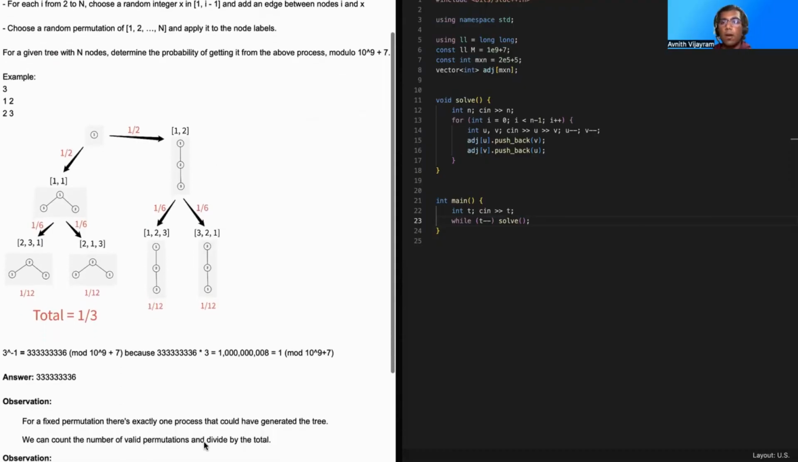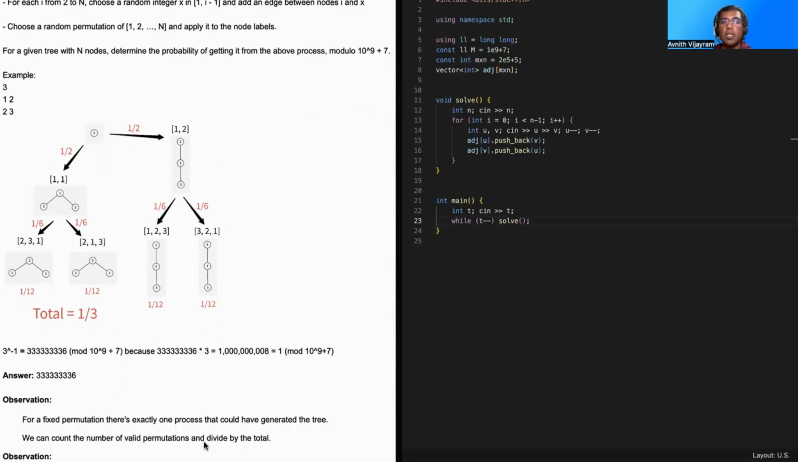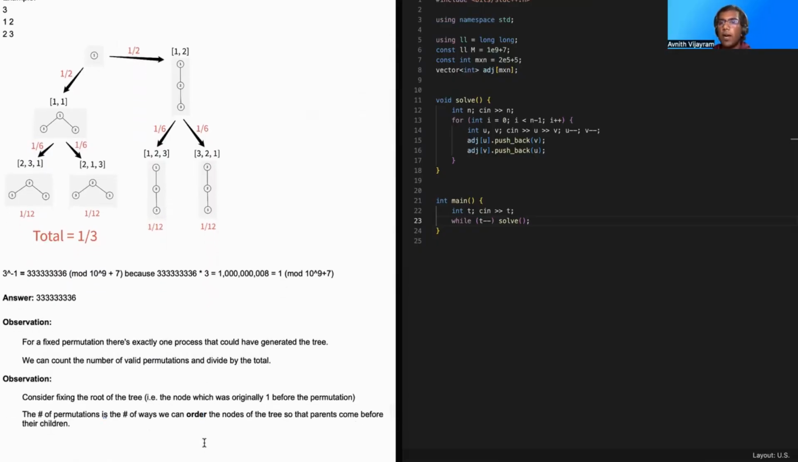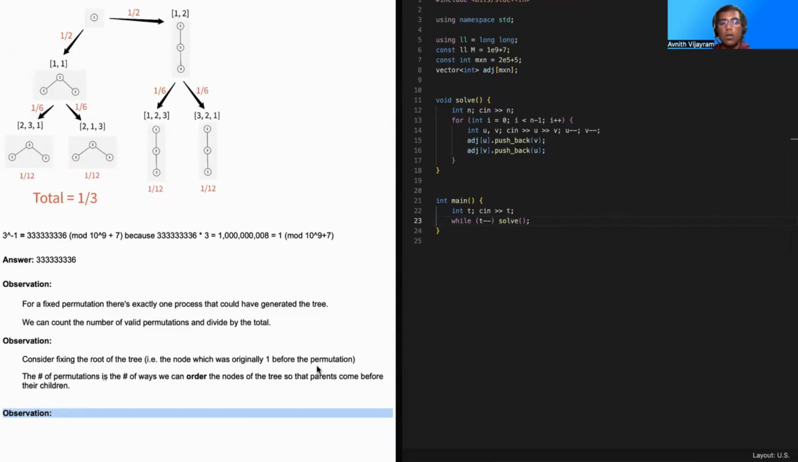So all parents essentially must have a strictly lower label than their children. So essentially the number of valid permutations is the number of ways we can order the nodes of the tree that satisfy this condition. So we've reduced this problem into computing the number of orderings of these nodes. And so the way we can think about computing the total number of orderings, we can think about it for each node, what are the number of ways we can order all of its descendants.